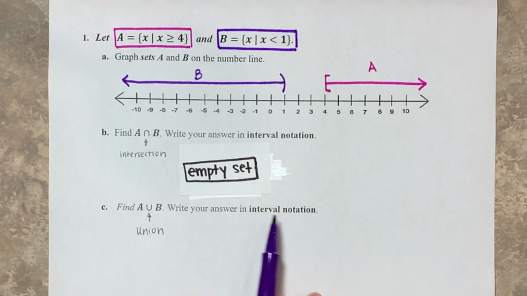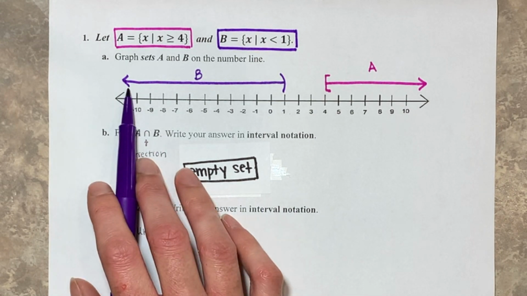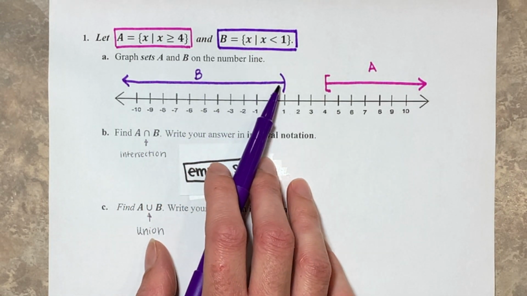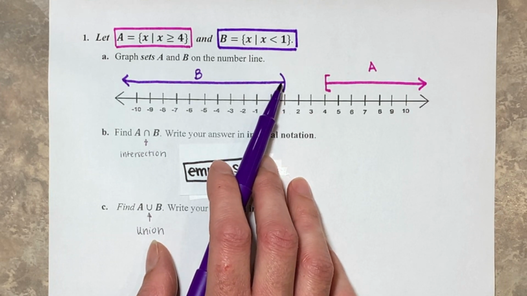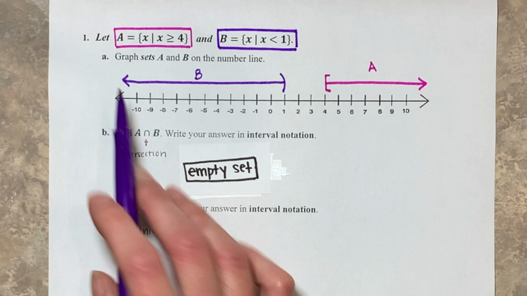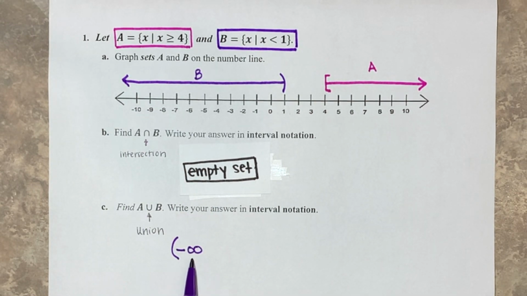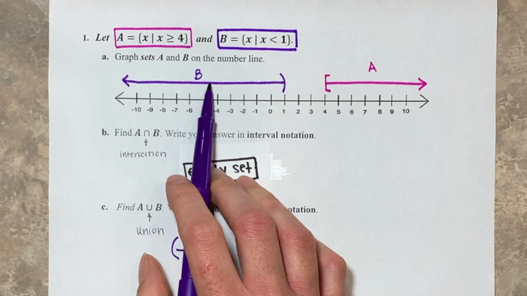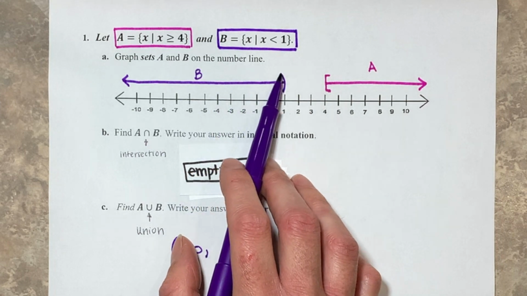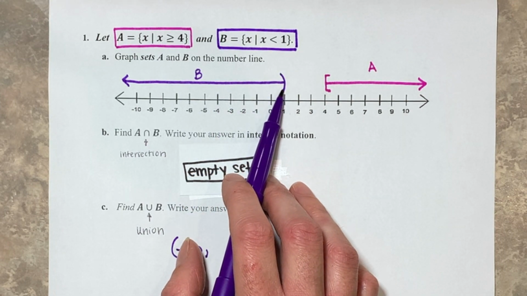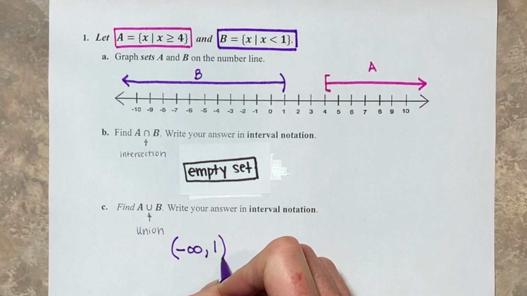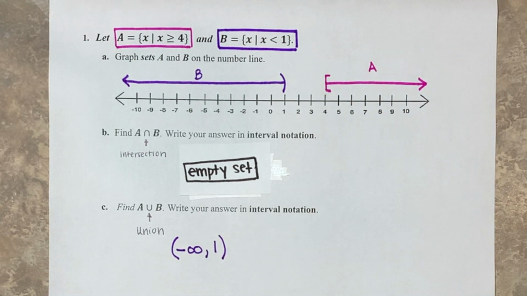So for the union, using interval notation, let's start by representing all of the elements in set B. Remember, with interval notation, we always start with the lowest number in the set. Well, set B goes off to negative infinity. So we'll start with negative infinity, and we always use a parenthesis next to positive or negative infinity with interval notation. And then we state the highest number in set B, which would be 1. And since there's a parenthesis at 1, we'll also put a parenthesis at 1 in our interval notation. So we've described all of the numbers in set B using interval notation.